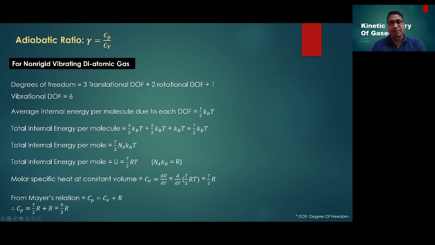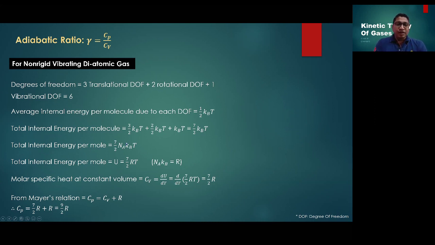vibrational degree of freedom. Now class recall, we know that each translational and each rotational degree of freedom contributes half kBT, but each vibrational degree of freedom contributes kBT. That you have to keep in mind. Okay. In that lecture also I had explained this term.